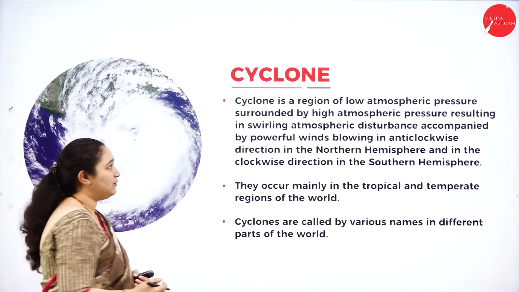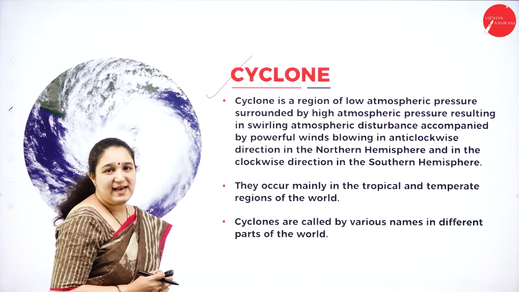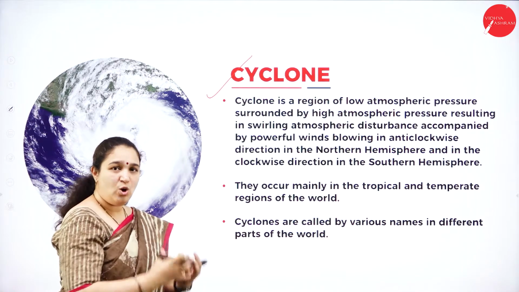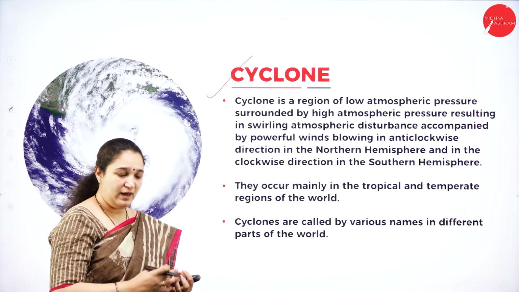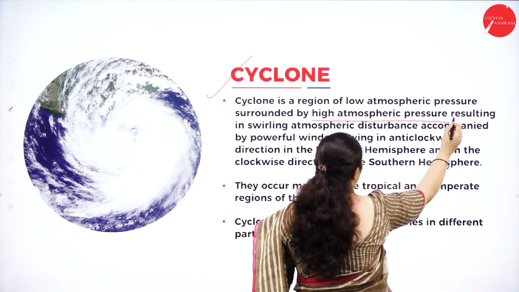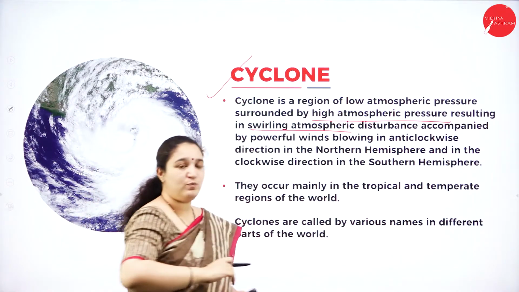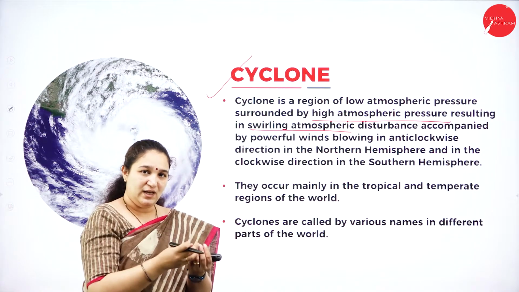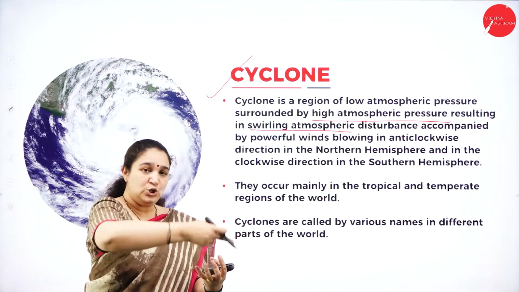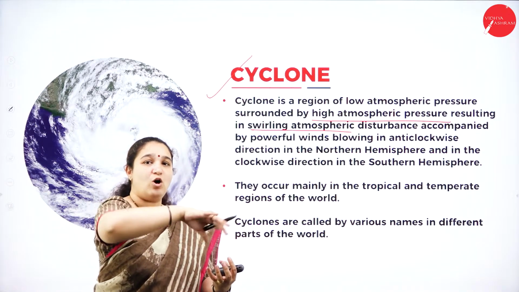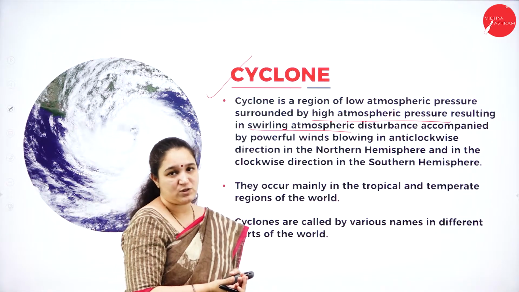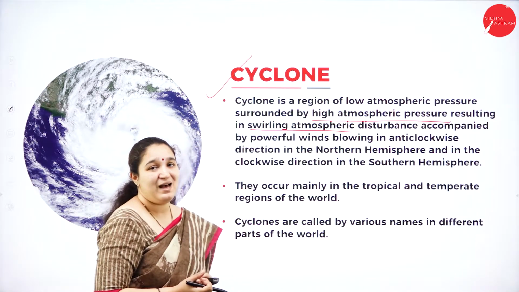Next is about cyclones. What exactly are cyclones? A cyclone is a region where there is low atmospheric pressure in the center, surrounded by high atmospheric pressure, resulting in a swirling atmospheric disturbance. In the center there is low atmospheric pressure, around it there is high atmospheric pressure, due to which a swirling disturbance in the atmosphere takes place, which we call a cyclone.